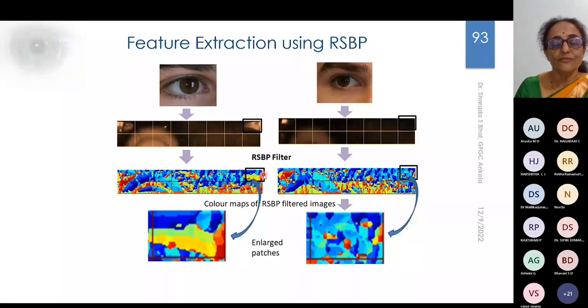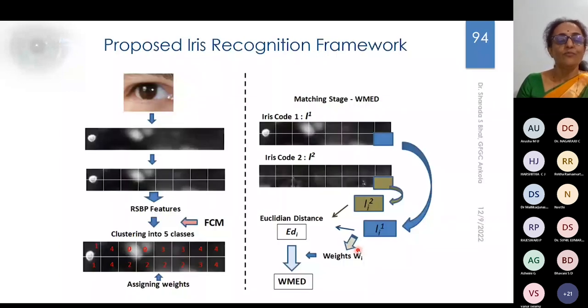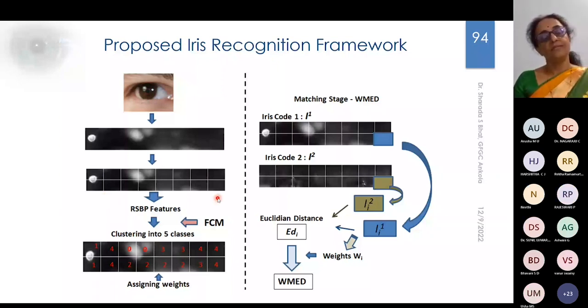So like that, I have two color maps here. This is the highlighted part here. And then our input iris is again divided into multi patches. But here, instead of statistical features, we have extracted RSBP features. In the previous case, I explained statistical features were the input to FCM, but now RSBP features are input to FCM. And once again, it has been weighted like this. Best iris and not so best, not at all iris, etc.